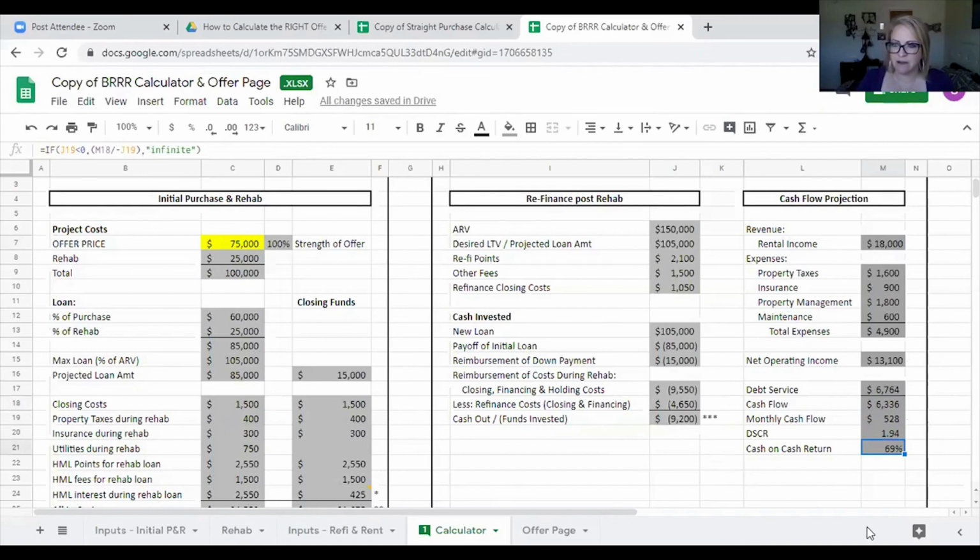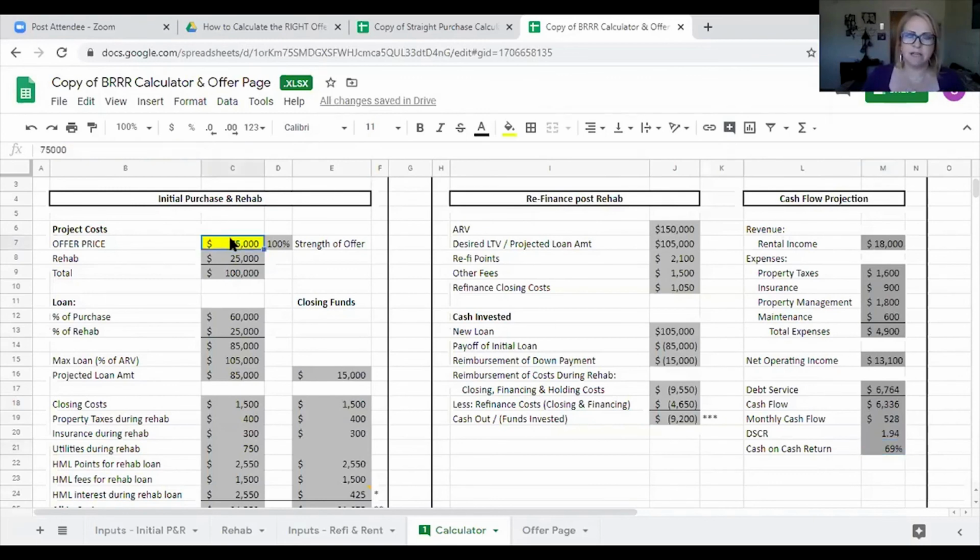What that means is on an annual basis, my cash flow is $6,300. Year after year, if nothing changed, I would get $6,300. What I had to leave in the property was $9,200. So every year I get $6,300 in, my initial investment of $9,200 just stays there, and every year I have a cash on cash return of 69%. So that's how everything flows through.